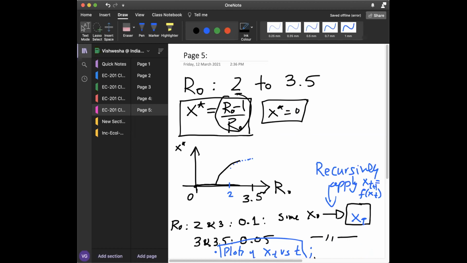Let me just write this clearly. This is the plot of x t versus r. So x t will be on the y-axis, where capital T is a very large value of t. Any other questions?